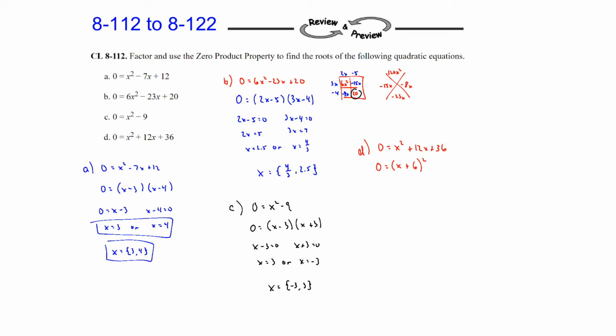So it looks like we're only going to have one answer because the factors are the same. When you solve both of them, you solve them the same way, and you get the same answer, negative 6. So x is equal to negative 6.